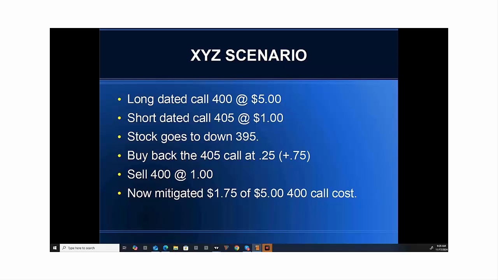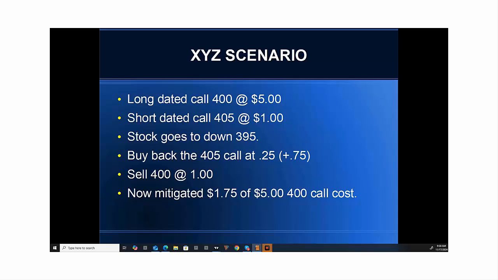Now let's say that we're completely wrong. We buy this at 5 thinking it's going to go up, sell the 405, but instead it goes down. So instead of expiring now, this market goes down to 395 and we go, oh geez, this doesn't look right. I'm going to buy this 405 call I sold for $1. I'm going to buy it back at 25 cents and I'm going to take a 75% profit there. Now, in the interim, this $5 one, to be honest with you, has gone probably down to $3.